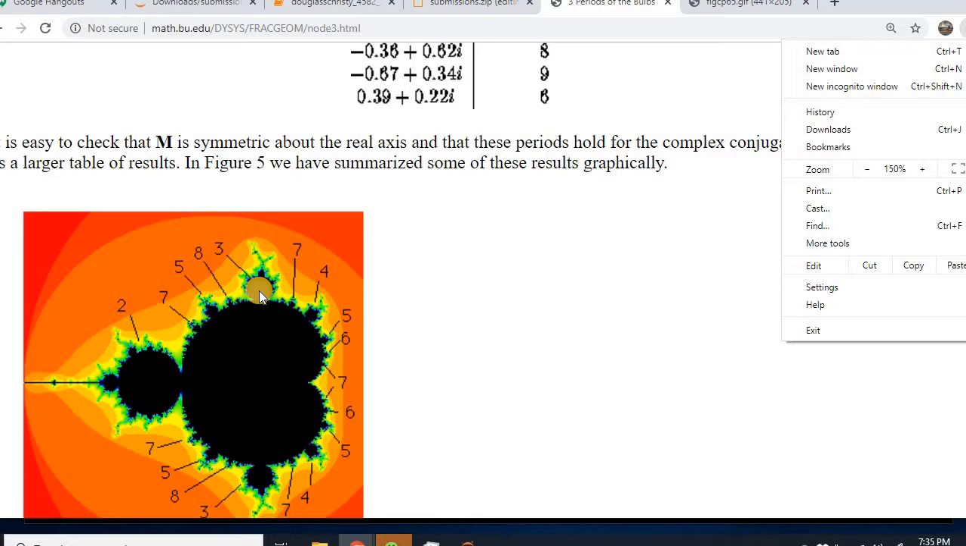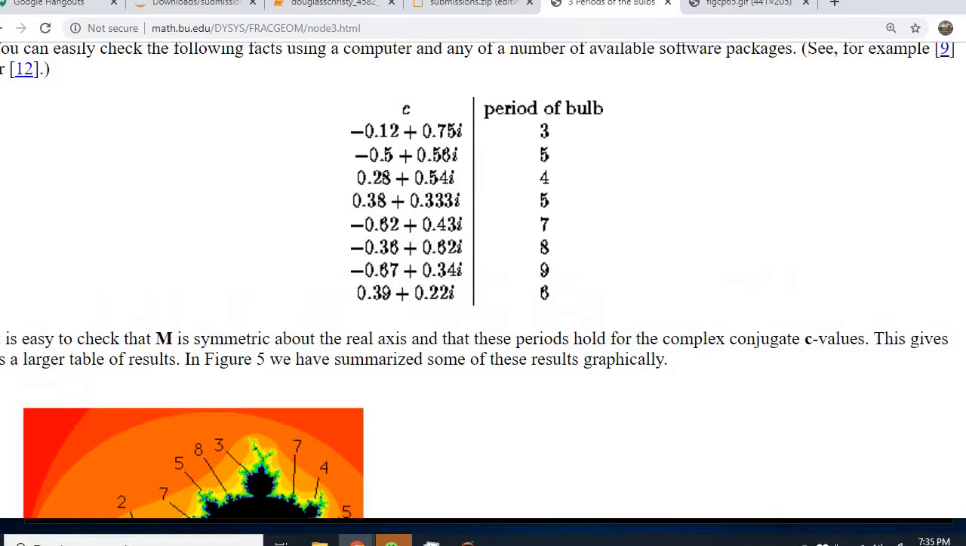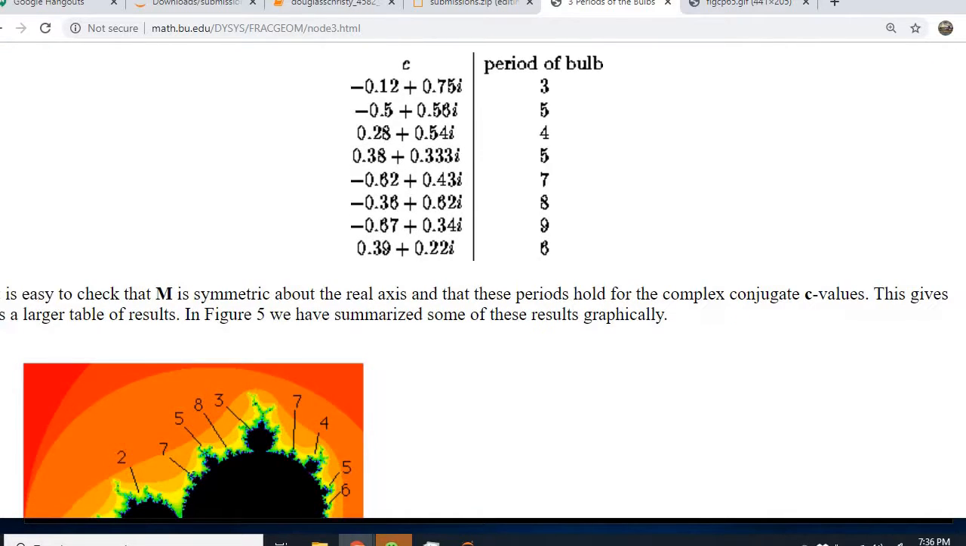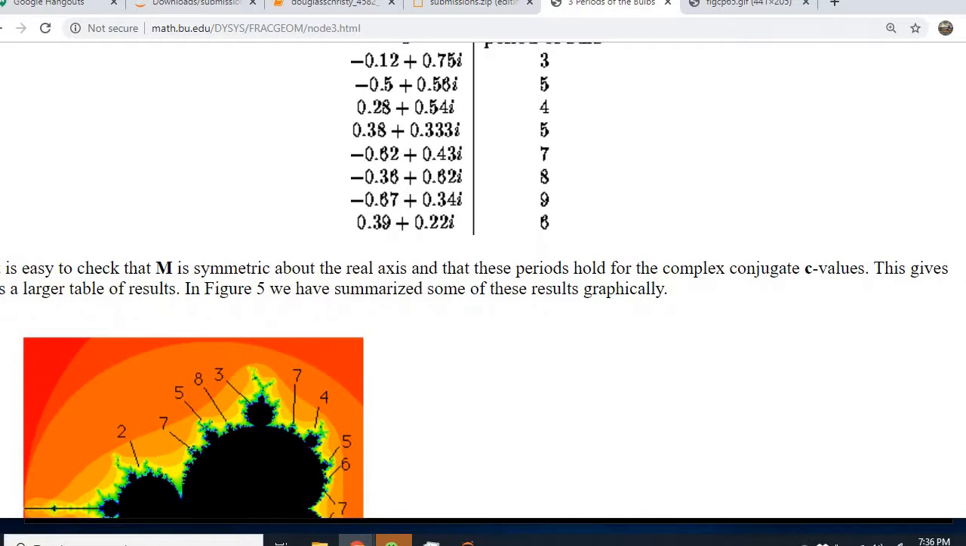So locate 3 points inside the bulb and make 4 plots. So how am I going? Where is this? What do you think the coordinates of this bulb are? Well, all right, they give you one. Okay, good. That's even better. Right at the top. Okay, there's one at period 3: minus 0.12 plus 0.75i. Okay. So let's give it a shot. In fact, you could possibly eyeball it. So let's give it a shot.